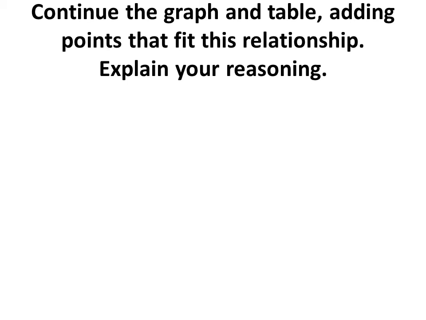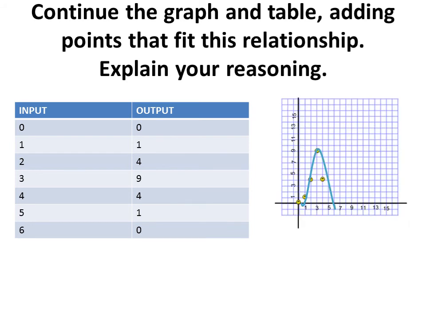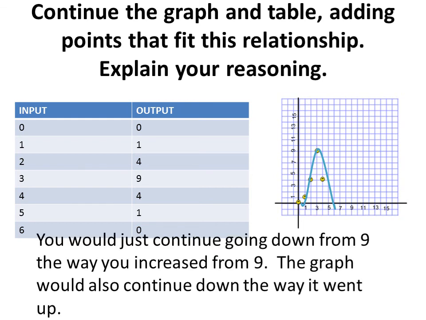Then they want you to finish the table and graph by adding points to fit this relationship. Notice it says explain your reasoning. So there's my table. I just carried it on. 5 was 1, 6 was 0, mimicking the 0 and the 1 up here. And then I drew my parabola. You would just continue down from 9 the way you increase to 9. The graph would also continue down the way it went up.